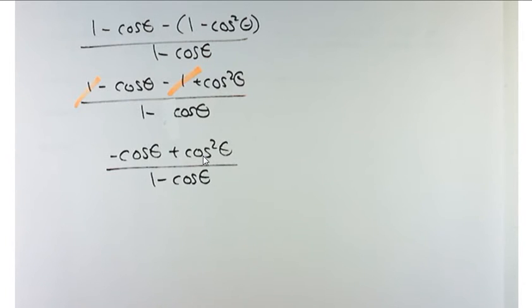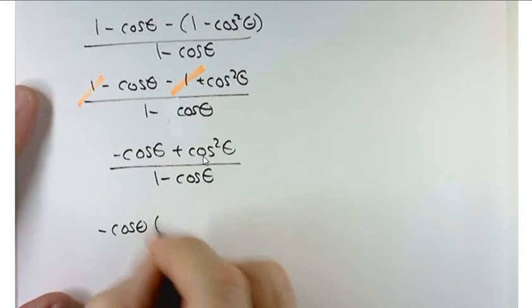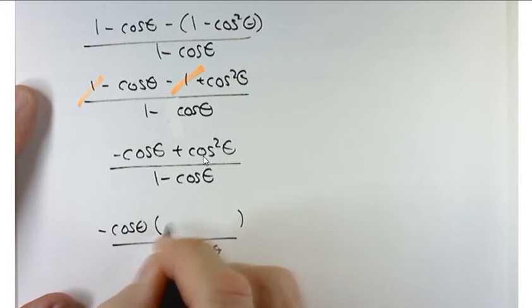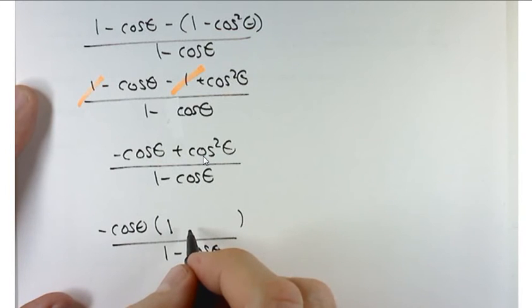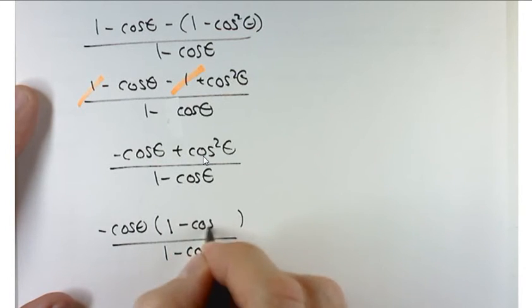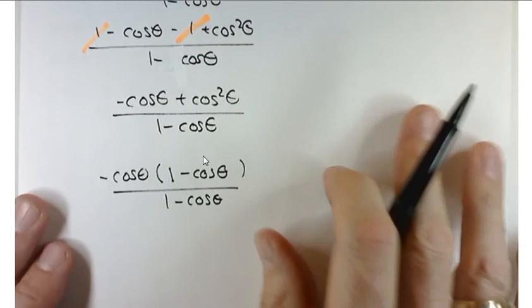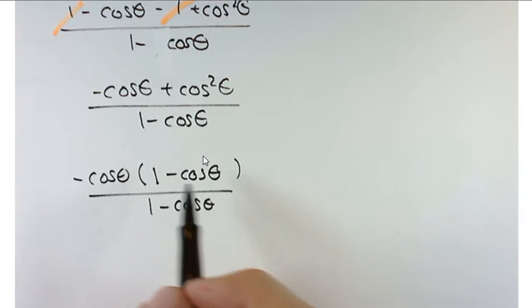Let's factor out not just cosine, but what else? Factor out negative cosine. So if I factor out negative cosine, what's left behind? Well, if I'm factoring out the negative and the cosine, then I'm left with a positive 1 and a minus cosine of theta.